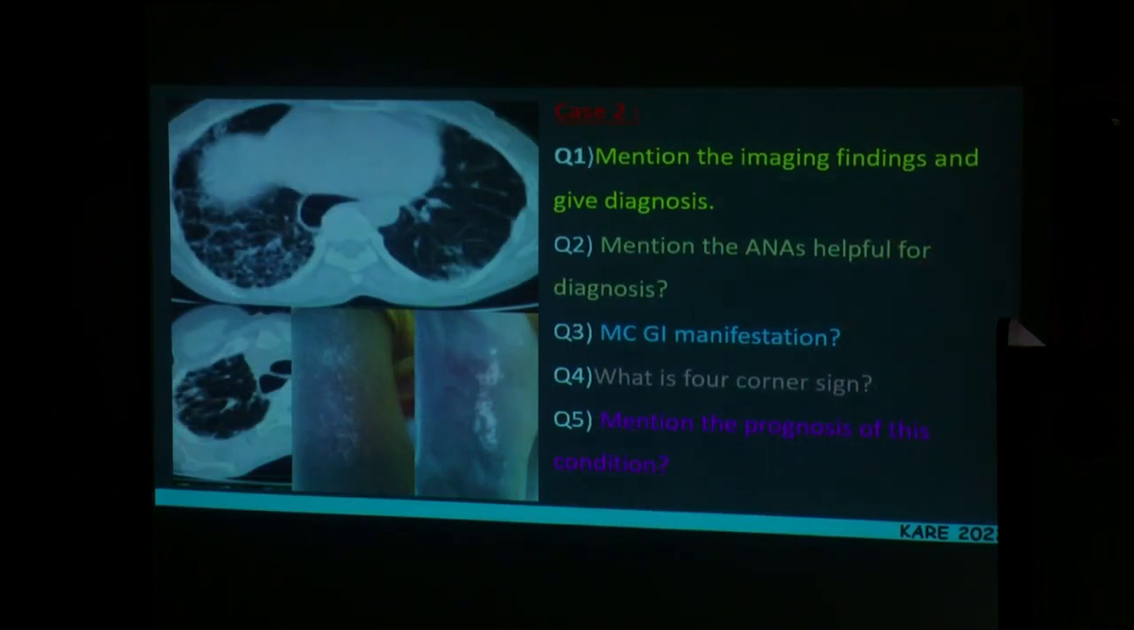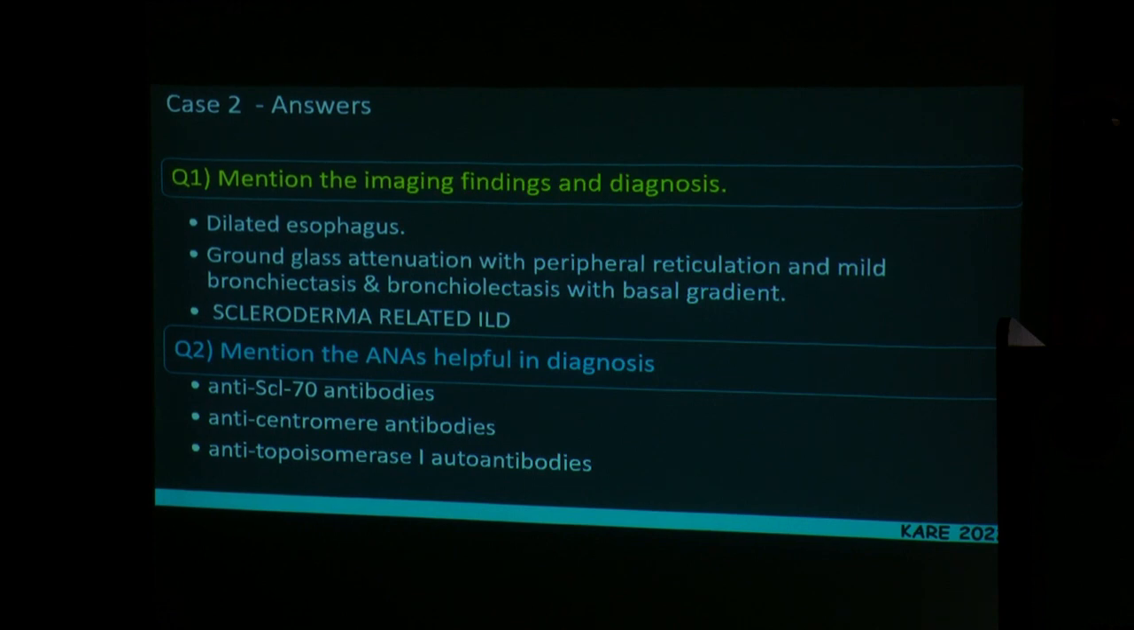Now, with the image, I had only this image from a list to show you this case. What are the imaging findings? Apart from proximal and peripheral bronchiolectasis, there is some superimposed reticulation with GGO. What is this? That is a dilated esophagus. The patient also has some skin lesions. So what is the diagnosis? Yes, this is scleroderma related ILD.